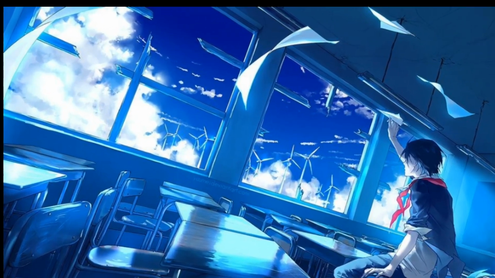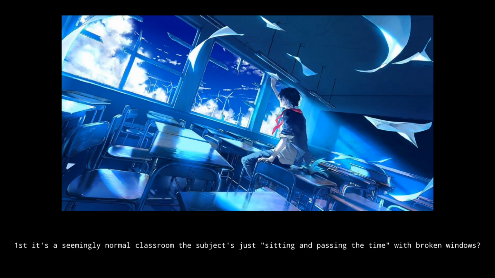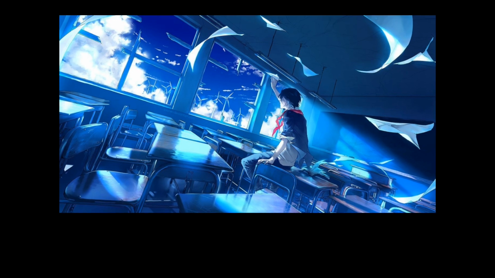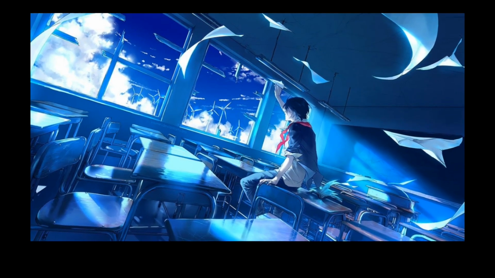It's easy to notice the windows, but something is off about them. They are broken. This was difficult for me to pin down, but I have a few possible theories. First, it's a seemingly normal classroom. The subject is just sitting and passing the time with broken windows. It doesn't sit well with me, unless there is a reason behind it.